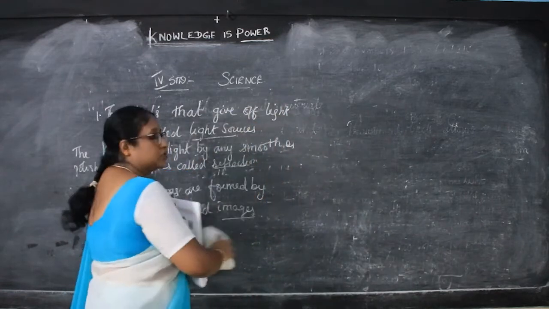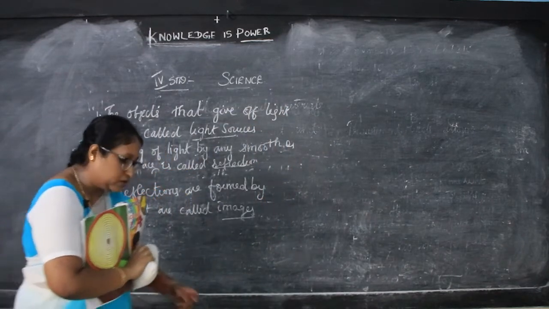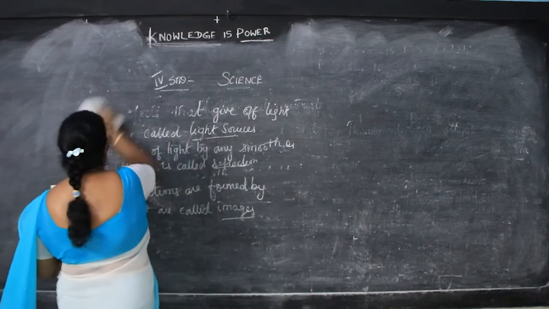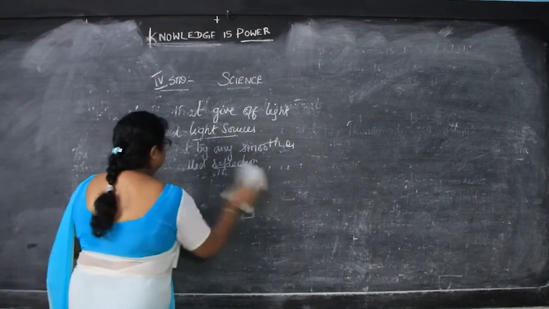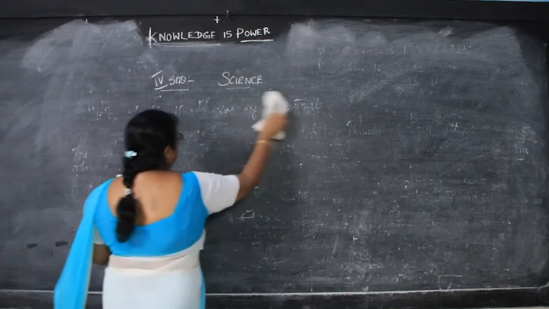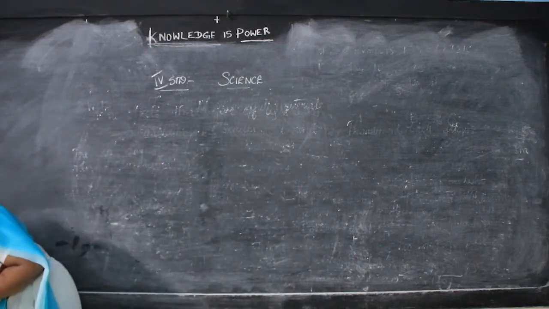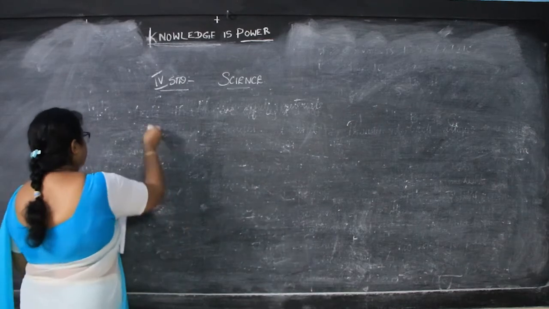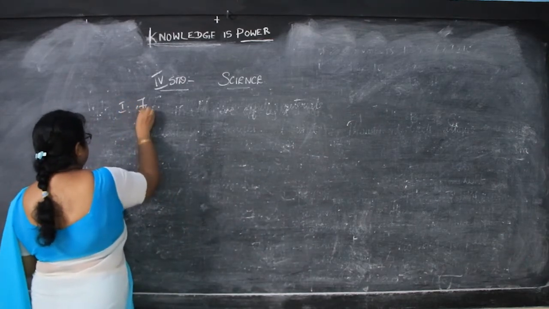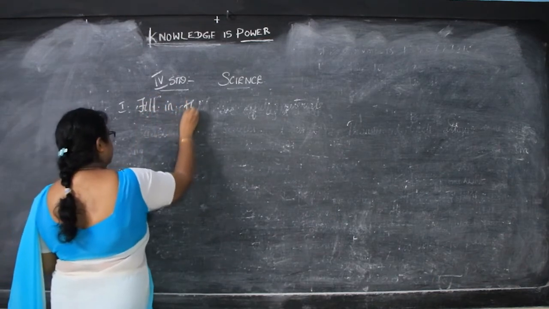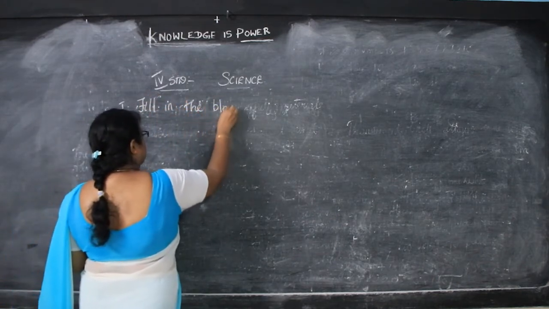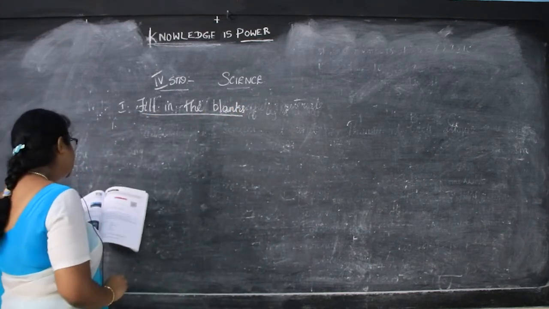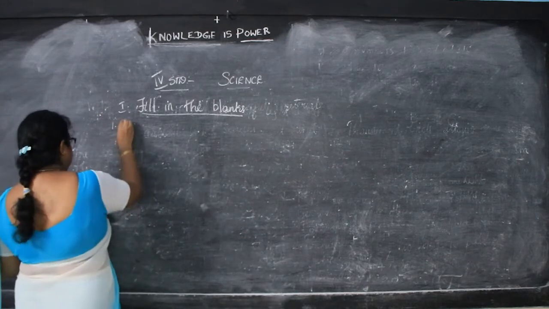So take down this in your notebook, children. If you have the book, you can take down and underline the important points. And those who do not have the book, you can take down in your rough notebook. So first we'll see the fill in the blanks. So the first one is materials which can be compressed or cut easily.